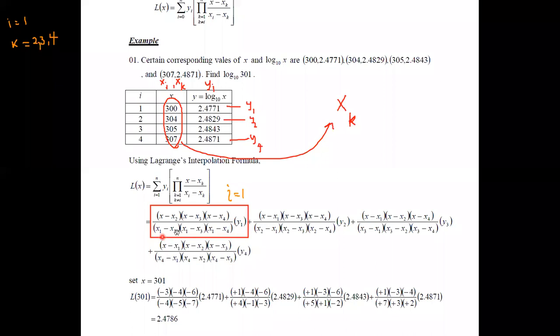Then the first value in these three places should be x1, because i equals 1. Then x1 minus x2, because the possible values of k are 2, 3 and 4. Then x1 minus x2 into x1 minus x3 and x1 minus x4, since these are the three values we have identified for k.